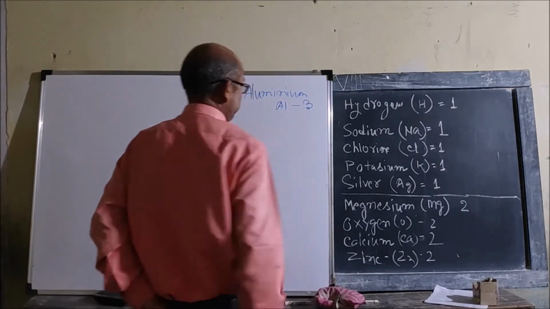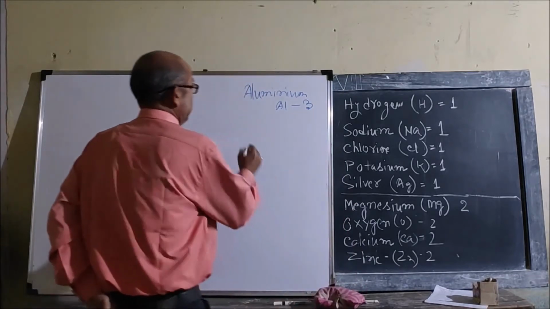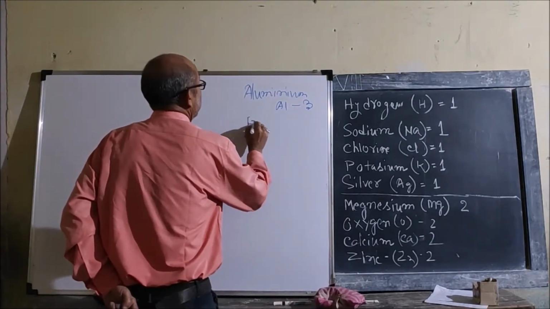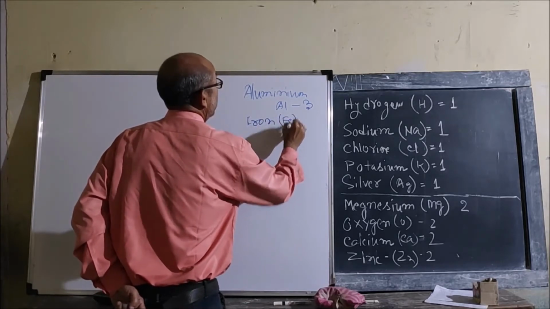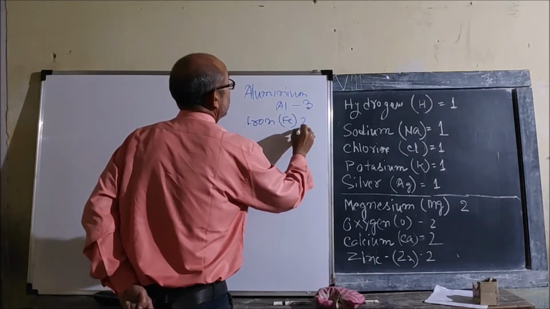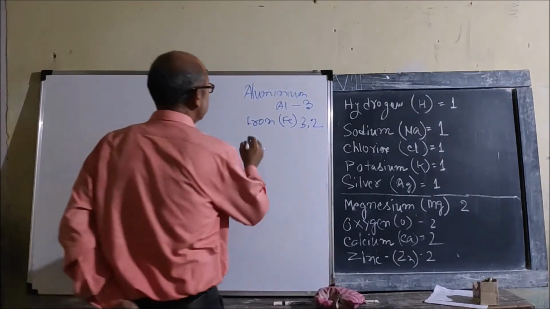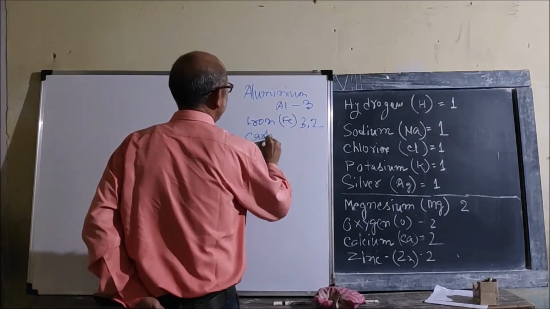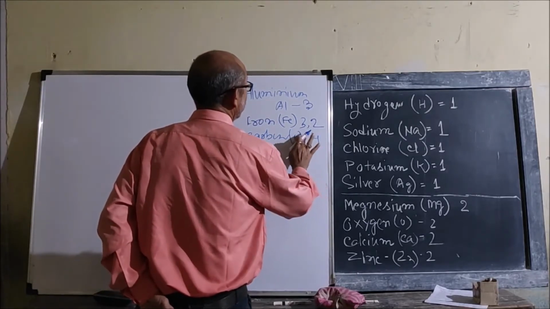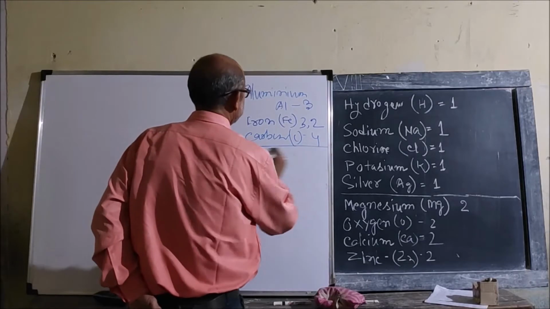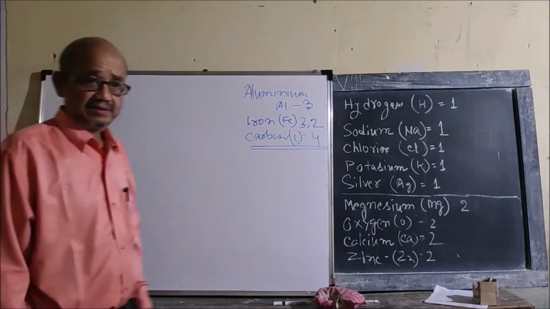Now other elements like aluminium 3, then iron, C 2, carbon, four. These are the simple elements.